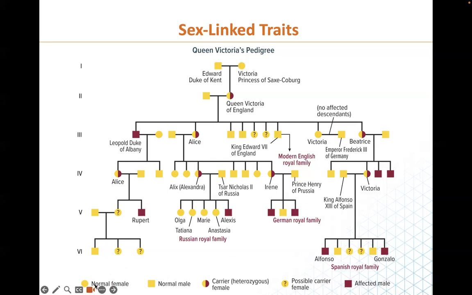Then Rupert also had the disease. You will see the normal females are the ones shaded yellow. The normal male is the square. The carrier is the one half shaded. The possible carrier female, which is not known, is marked as a possible carrier. This one is an affected male, so the affected male is the square which is completely shaded.